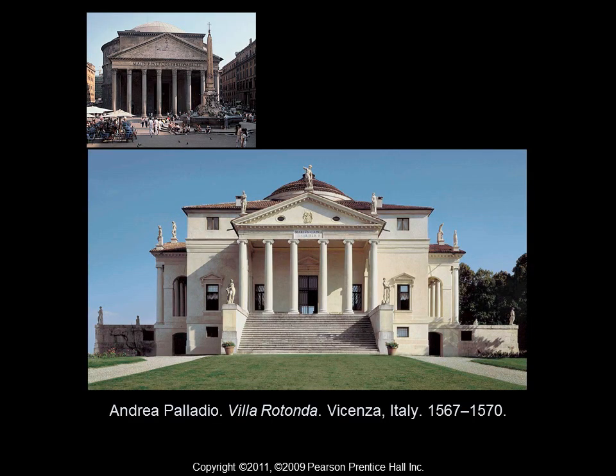Our next topic is the late Renaissance in Italy. This is an example of late Renaissance architecture in Italy. It's from Andrea Palladio. It's the Villa Rotonda in Vicenza, Italy, made between 1567 and 1570. Palladio was the most influential architect of his time, and he, like other Renaissance artists, went back to classical times to seek inspiration for their work.